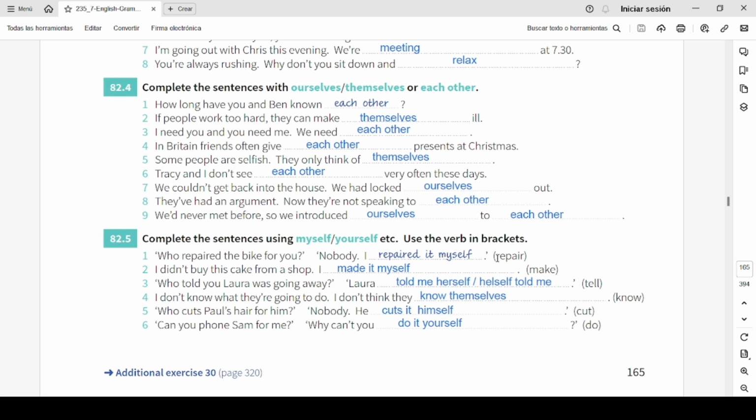For example, the first one is repair. Who repaired the bike for you? Nobody. I repaired it myself. Right? Next one. Make. I didn't buy this cake from a shop. I made it myself. Right?